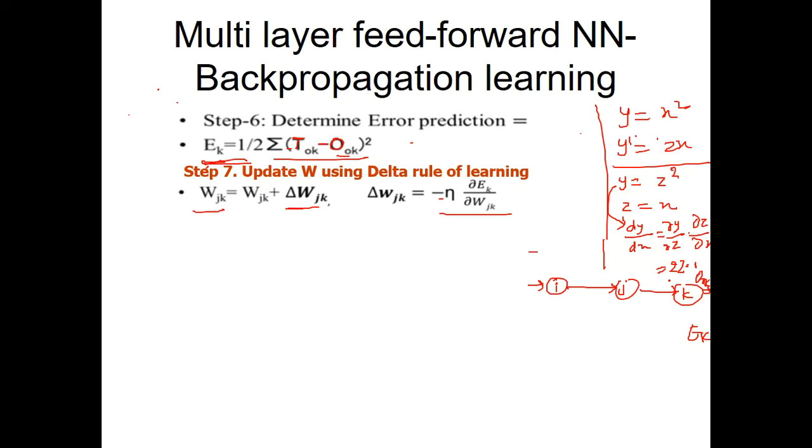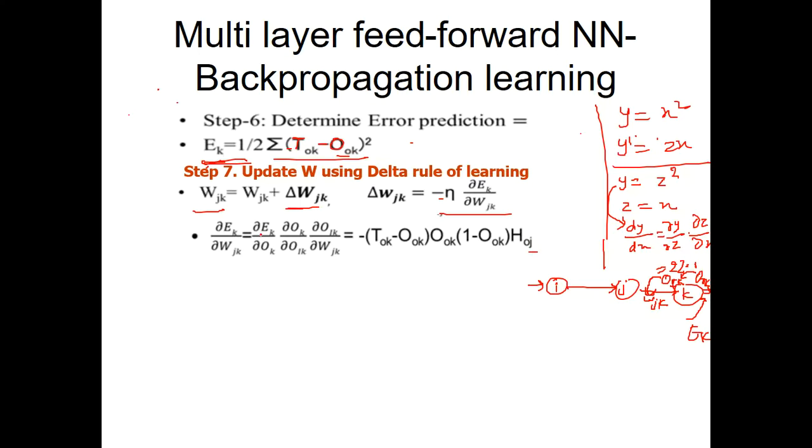Now EK depends upon OOK and OIK depends upon WJK. So you have to differentiate EK with respect to OOK, OOK with respect to OIK, and OIK with respect to WJK. So 1, 2, 3: 3 steps you have to go back. Like that, differentiate EK with respect to OK, OK with respect to IK, IK with respect to JK.